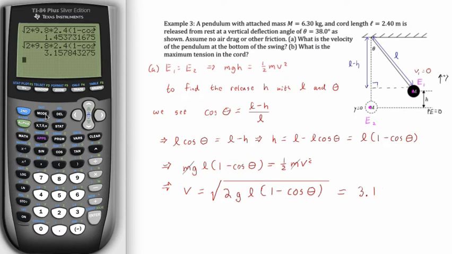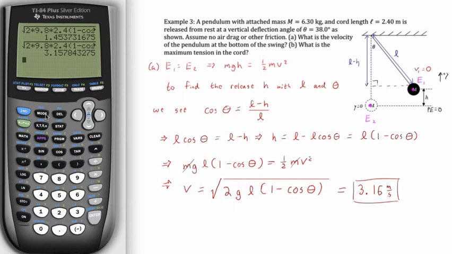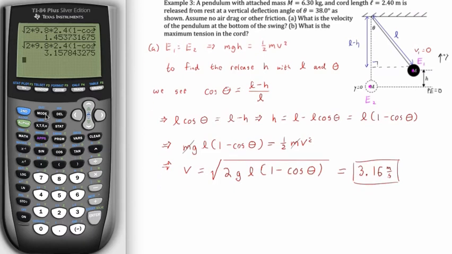So 3.16 meters per second is the velocity that we get at the bottom of the swing using conservation of mechanical energy, and there's no drag or other non-conservative forces in this problem. Okay, so now we want to answer part B, which asks for the maximum tension in the cord.